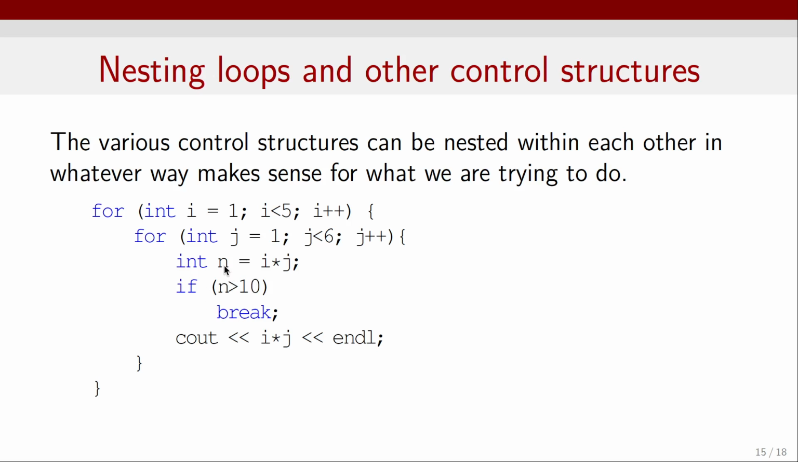And if the product of i and j exceeds the number 10, then I break the loop. And in each iteration, I print the product i times j. So you can copy and paste that code inside your IDE, in Visual Studio or CLion or Xcode, and run it and see what happens.